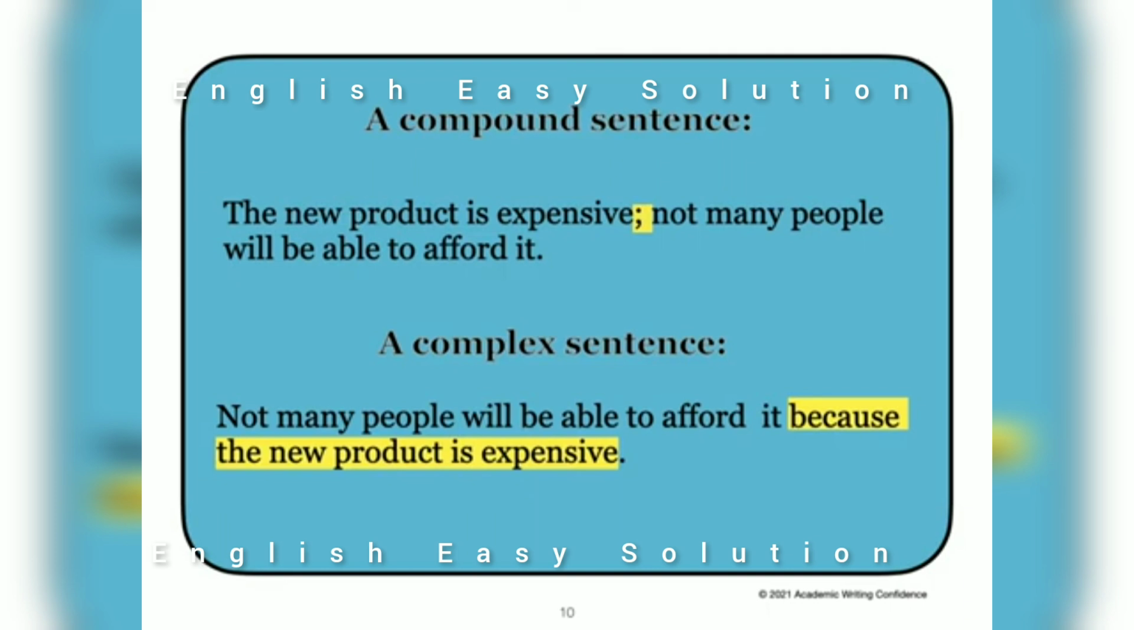So in your academic writing, you should use a variety of sentences, including simple, compound, and complex sentences. If you want more help about how to write good academic level sentences, be sure to check out the video about basic English sentence structure.